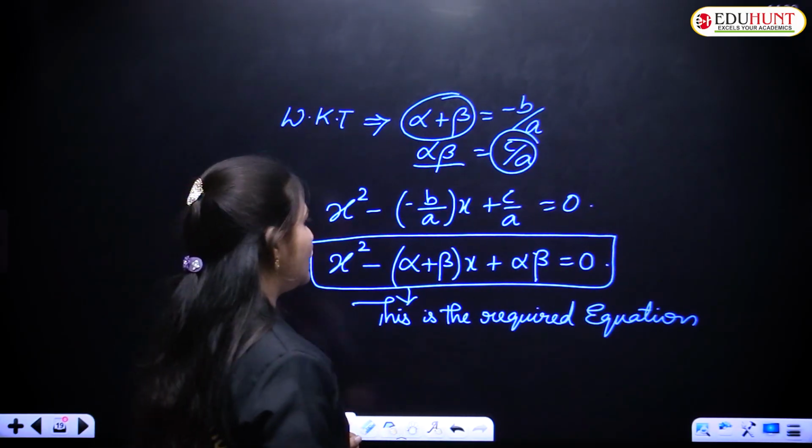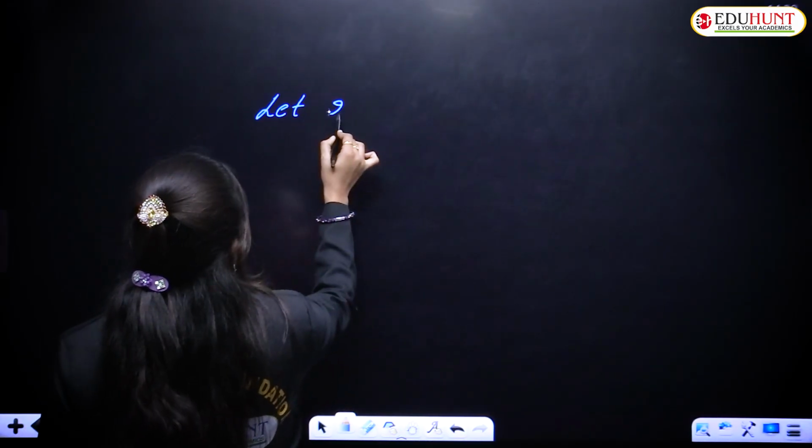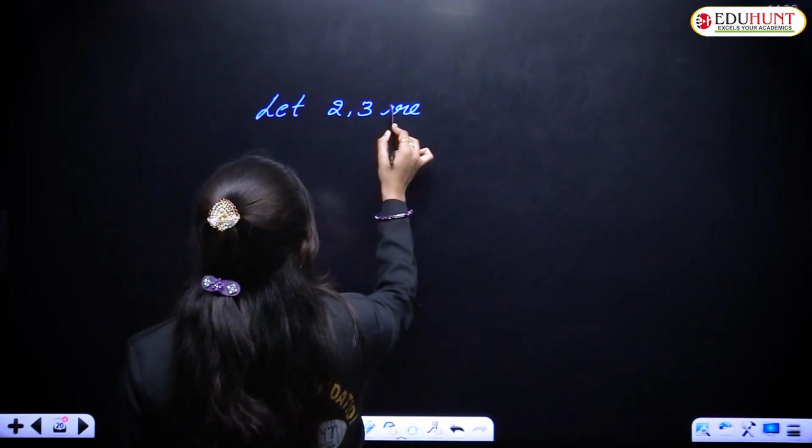Here I will tell you one example. See here, I will take a known example only. Let 2, 3 be the roots.